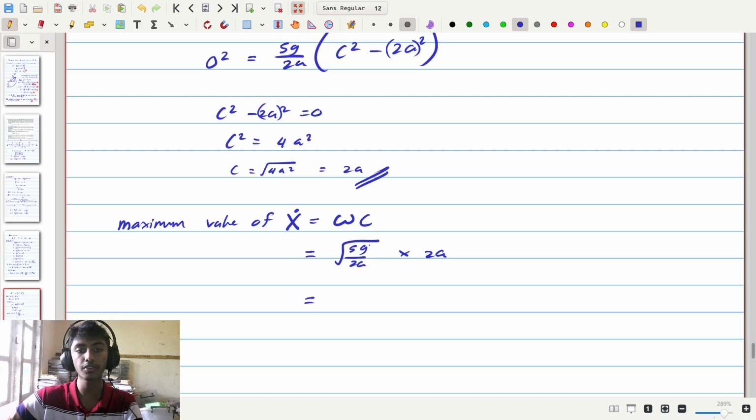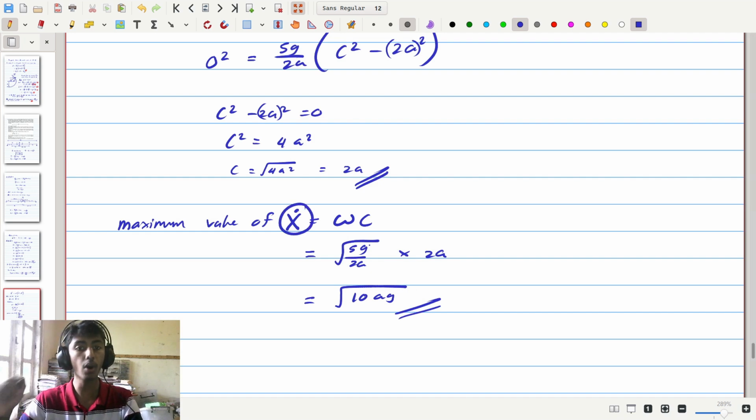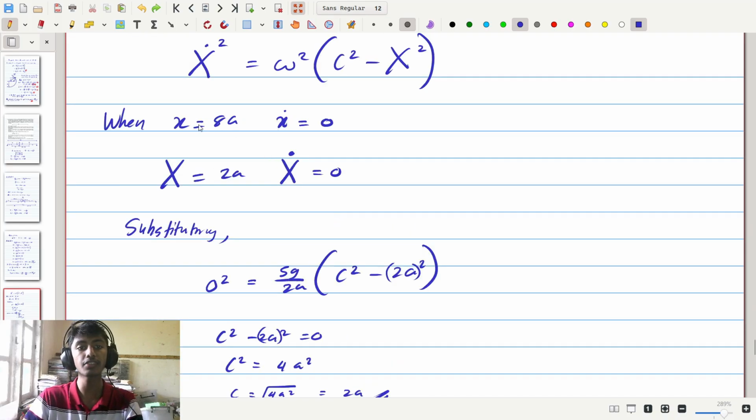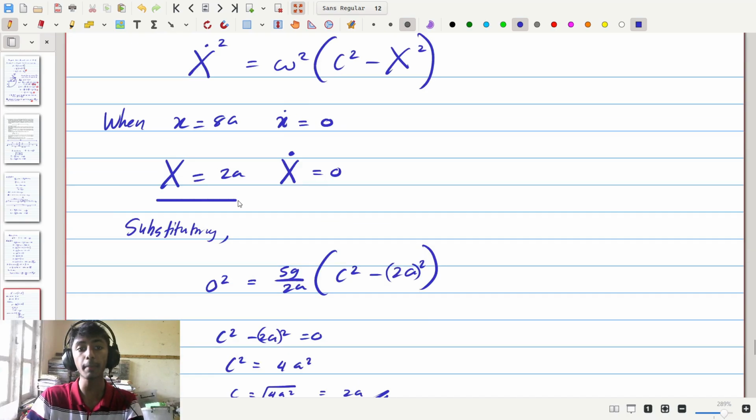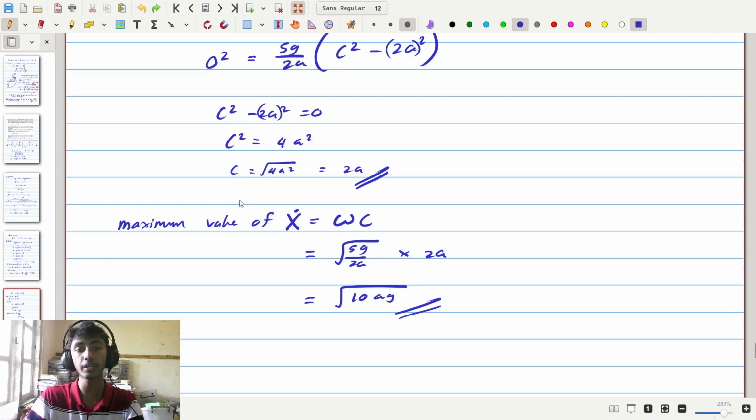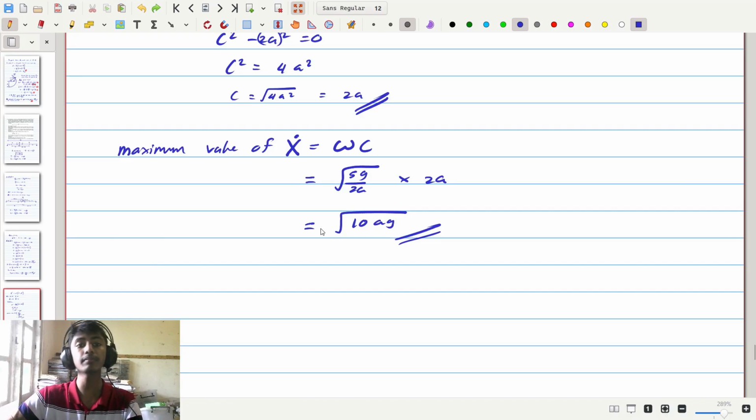So therefore, we have the square root of 1 over square root 2a times 2, which is going to be the square root of 2a times the square root of 5g, which is going to be the square root of 10ag. So the square root of 10ag is the maximum value of x dot, and that occurs when small x is equal to 6a, or we could say capital X is equal to 0. So when capital X is equal to 0, the maximum velocity is achieved at square root of 10ag.